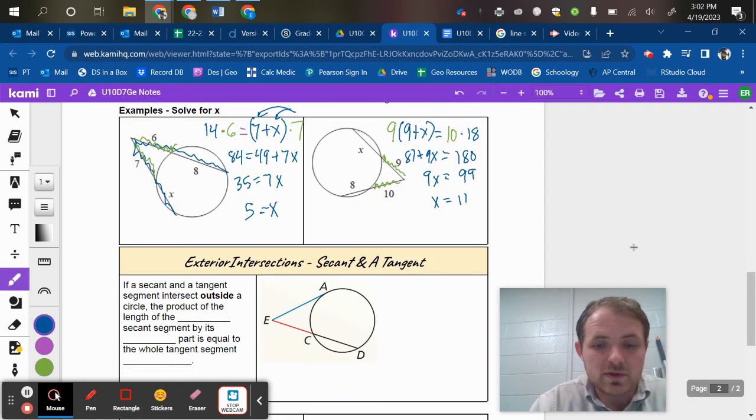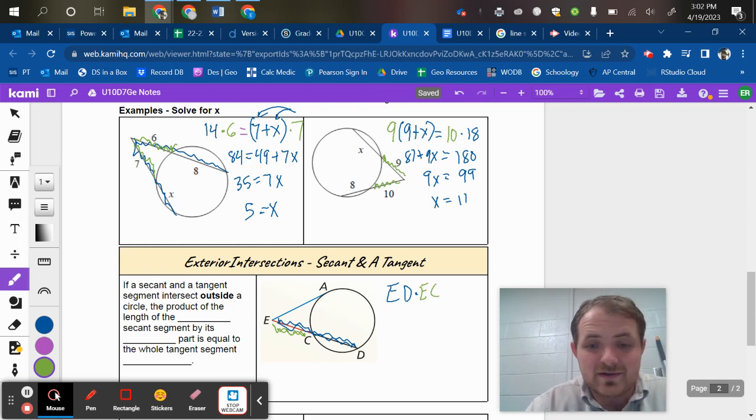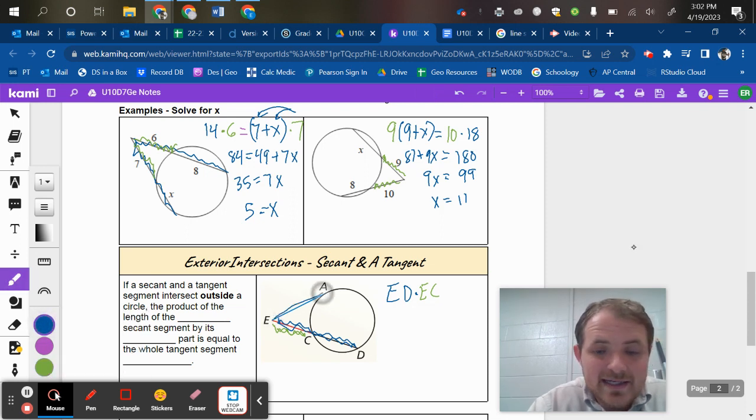whole was in blue before. ED times the external in green, which is EC. So we've still got ED times EC. And you're probably starting to see the issue that now our whole is the external. Okay, so I can't do exactly what I did before, but if I know that the whole line is also equal to the external, I can trust that, and that relationship will hold true, that it's EA times EA.